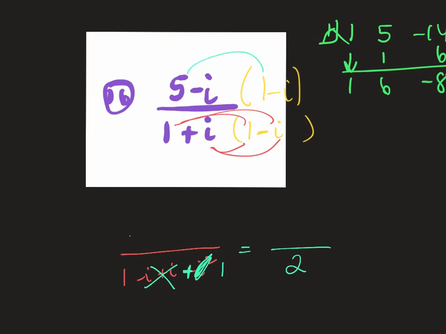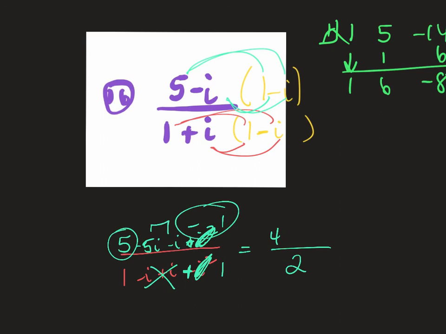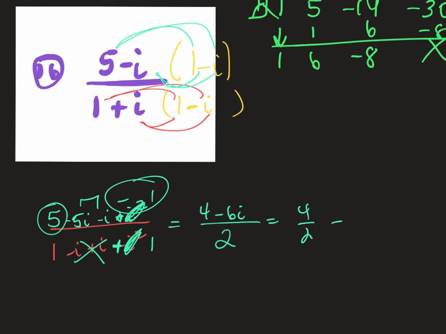FOIL the top. We have 5 times 1 is 5. 5 times negative i is negative 5i. Negative i times 1 is negative i. And negative i times negative i is positive i squared. Well, we cross that off, change the sign. It's a negative 1. So our reals are 5 minus 1 is 4. Negative 5i and negative i is minus 6i. And again, guys, we have to simplify. So this becomes 4 over 2 minus 6i over 2. And when we simplify, 4 divided by 2 is 2. 6 divided by 2 is 3. So your answer would be 2 minus 3i.